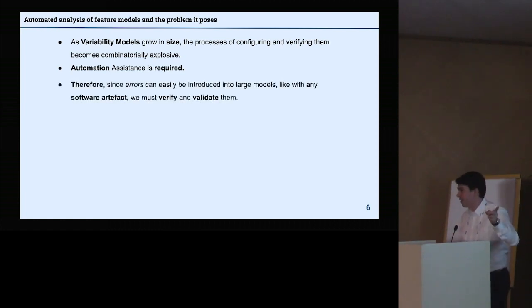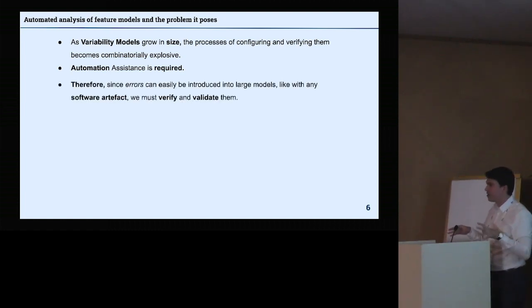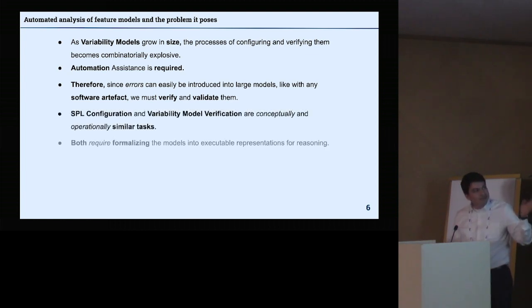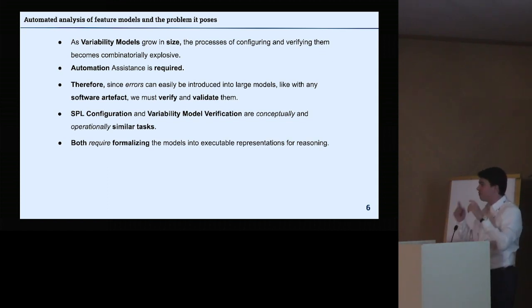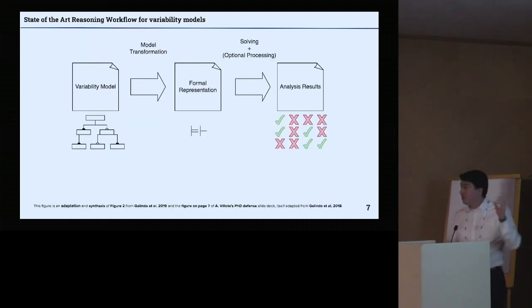But these are software artifacts. And all of us know that anything we do in a computer is probably going to have some mistake somewhere. It's inevitable. So we must check it, we must validate it. But it's not simple. Fortunately, it turns out that configuring these models and checking them are both conceptually and operationally very similar tasks. And both of them require doing the same thing, which is formalizing the models into some executable representation for reasoning. Much like the previous presentation uses solvers, we use something kind of similar, another type of representation. So how is it done in the state of the art?